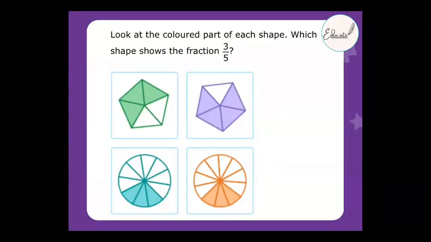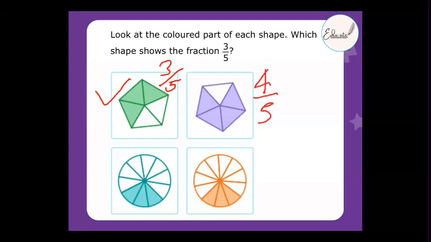Look at the colored part of each shape. Which shape shows the fraction 3 over 5? How many is 3 over 5? This one, the first one. The first one is 3 over 5. Come on, check the next one. Just come on, tell me the fraction for the second one. It's 4 out of 5. Excellent. What about the third one, beta?